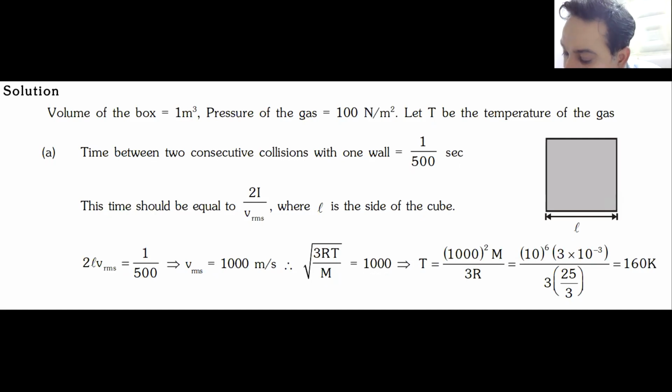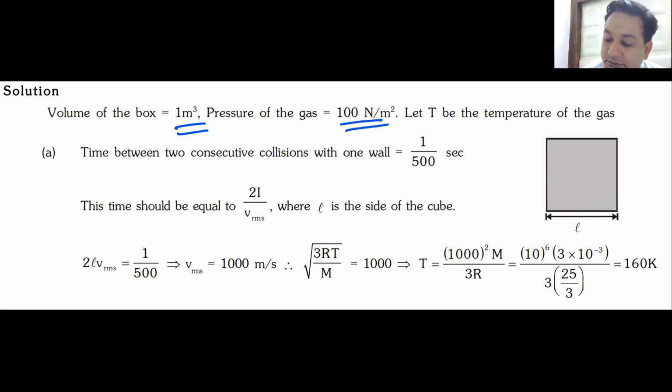Okay, so you see, the volume of the box is 1 meter cube, and the pressure is 100 Newton per meter square. Let us say the temperature of the gas is T. Now, how you got to solve this is by applying a fundamental principle. You can see this is a cubical block whose length is 1 meter. Let us take it as L. Now, it's given that time between two successive collisions is 1 by 500. Yes or no? Yes, sir.